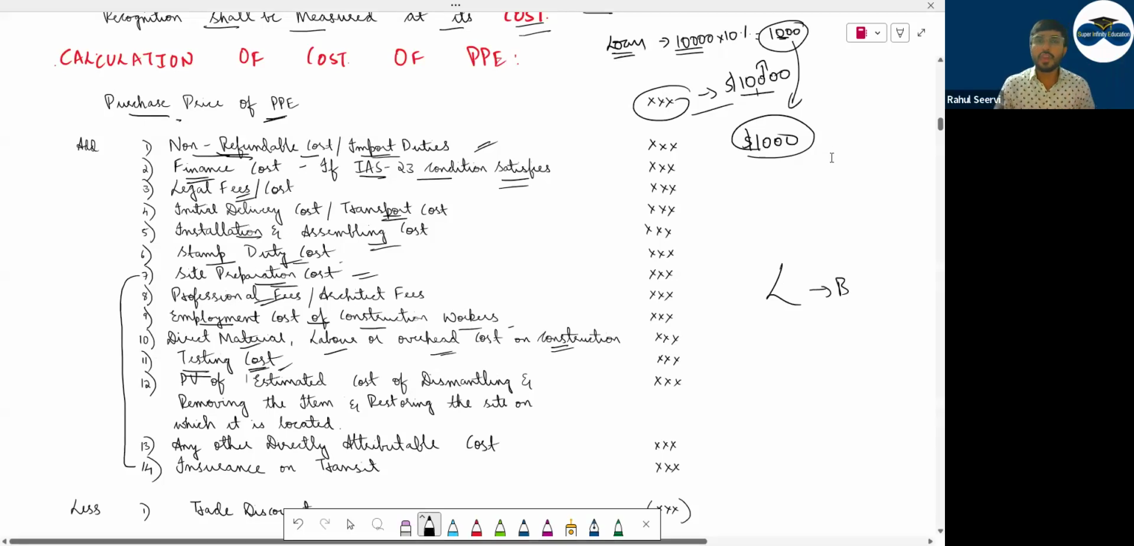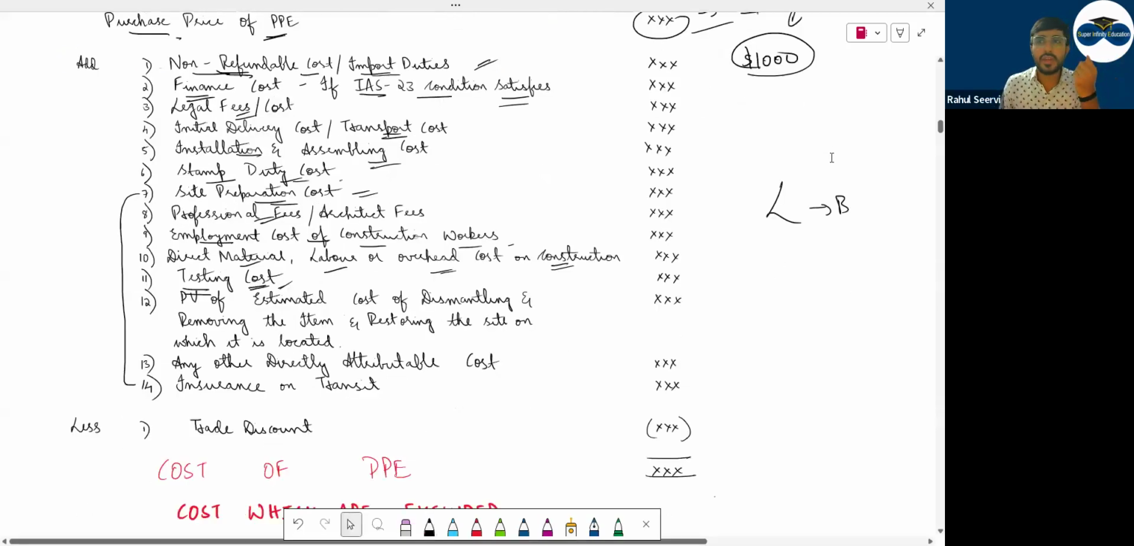Now, testing cost. When you purchase any PPE, say you want to manufacture medicines. On the first day, will you be able to directly manufacture and sell? No, you will do testing whether the machine is working properly or not. To do the testing, you will incur cost. That cost also will be included here. Say once you do testing, you incur $1,000. You have done testing, you will get some output.